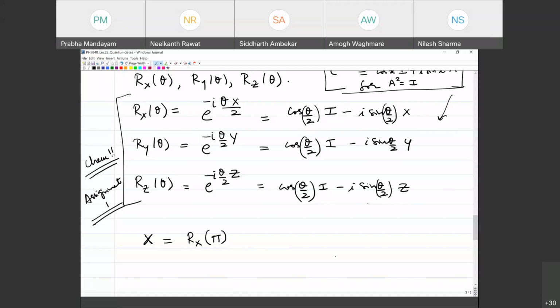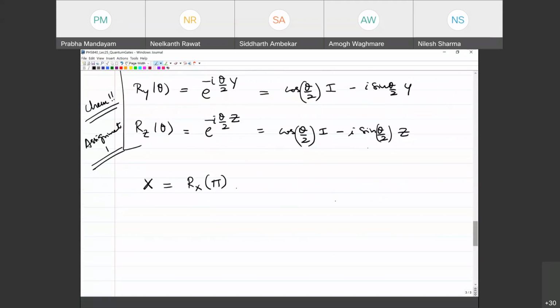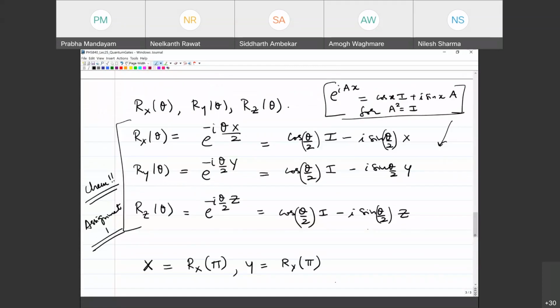Okay. Similarly, Y is also Ry of pi. So this is all up to some phase. Let me say that this is up to a phase of i in all these cases.